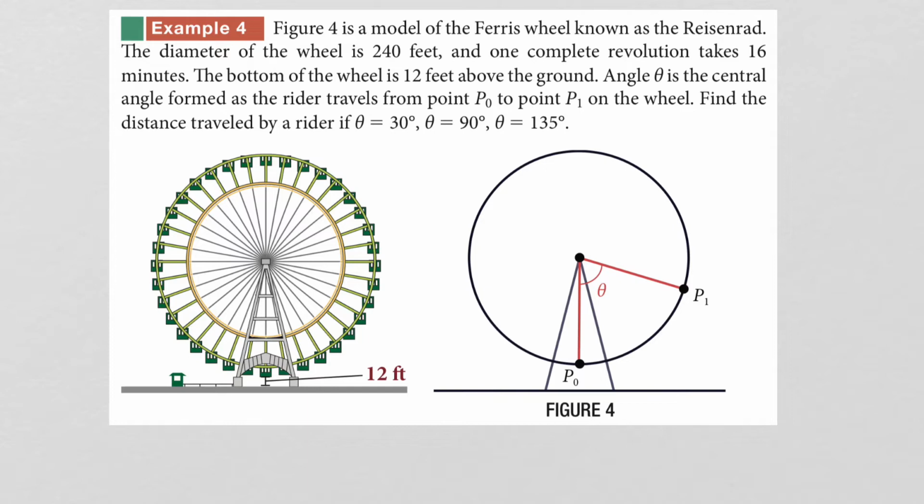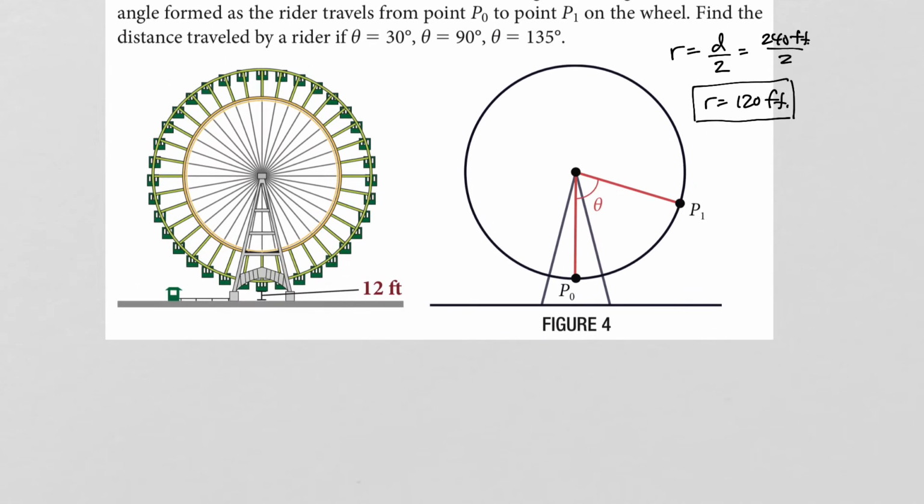They tell us that the diameter is 240 feet, and one thing we should know is that the radius is equal to the diameter divided by 2. So 240 feet divided by 2 gives us a radius of 120 feet. After that, we need to compute the arc length, right? Because we're looking for the distance traveled here, and that distance traveled is just an arc length, S, right? And S is given by r theta.